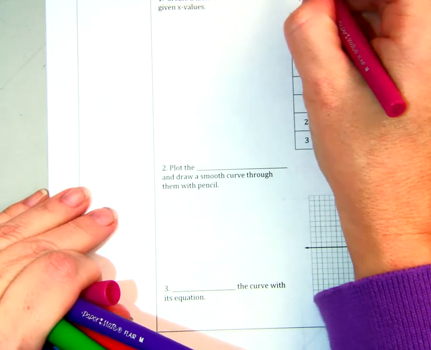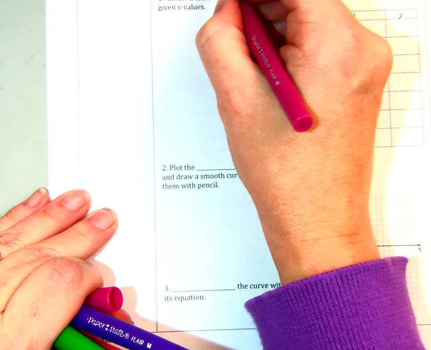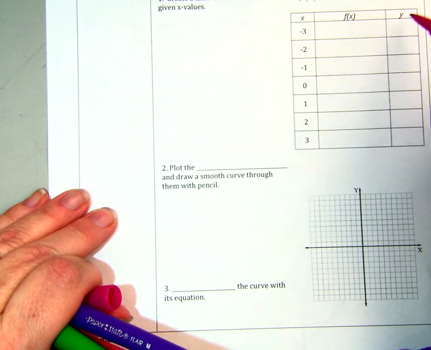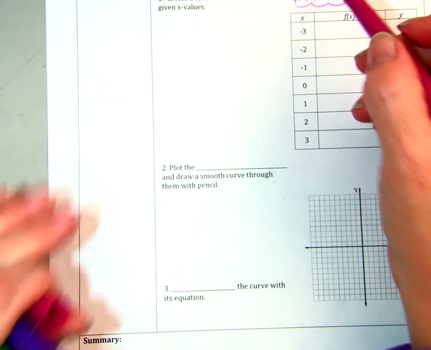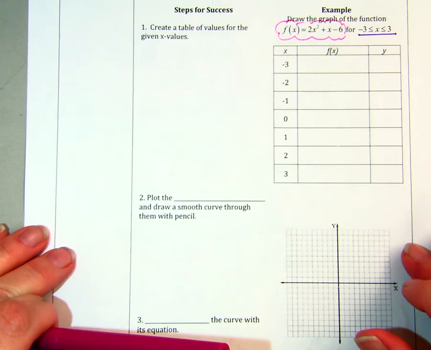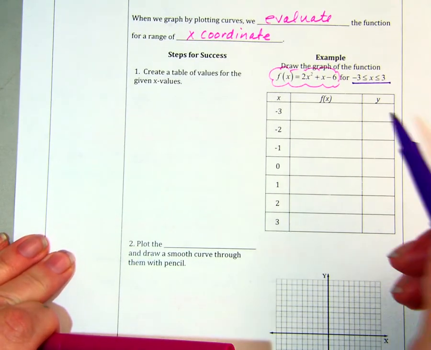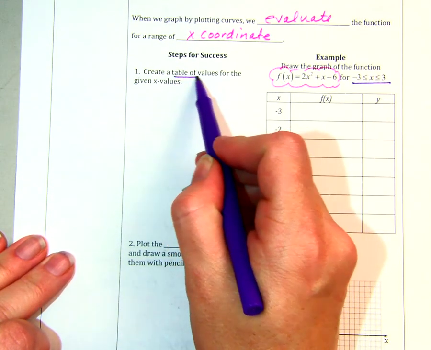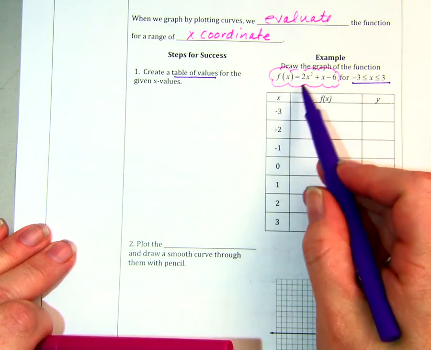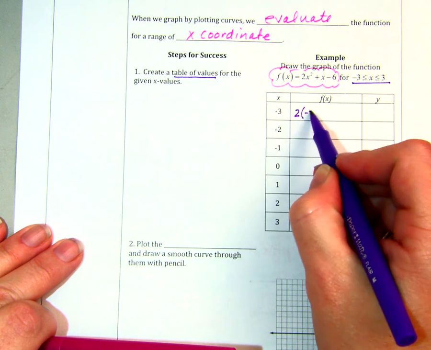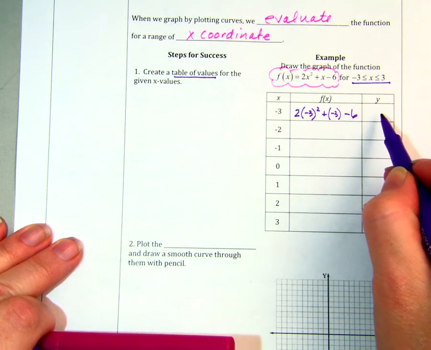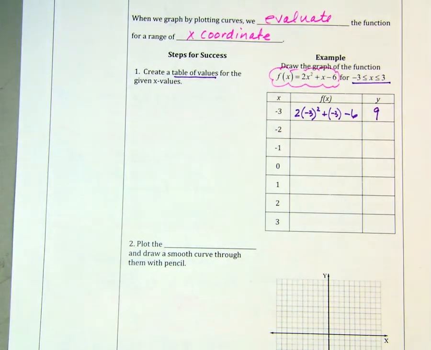When we graph nonlinear functions, we evaluate the function for a range of x coordinates. Just like we've been doing, we choose an x and come up with a y. So here's our function, and you've been given a set of limits so that we're not picking numbers that are huge or that don't fit on our graph down here. The first thing is to create a table of values so that your work is neat and organized. And then we're going to plug these numbers into this function. That's what we do with functions, is we evaluate them at a set of given numbers. So this is 2 times negative 3 squared plus negative 3 minus 6. Calculator will give that to you to be 9.